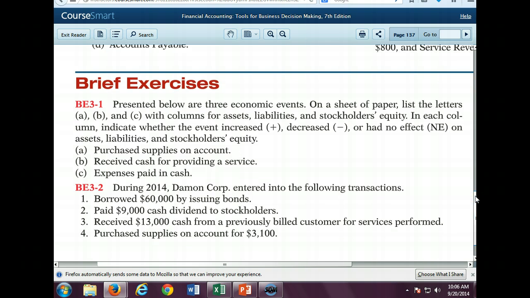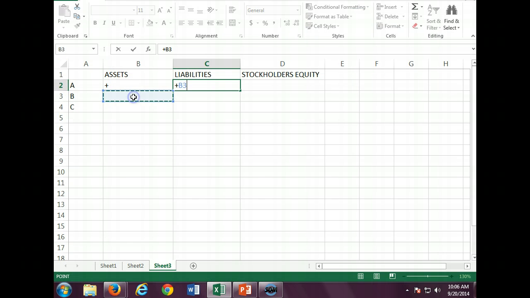Received cash for providing a service. What happens when we receive cash? Our cash is going up. So our cash is going up.